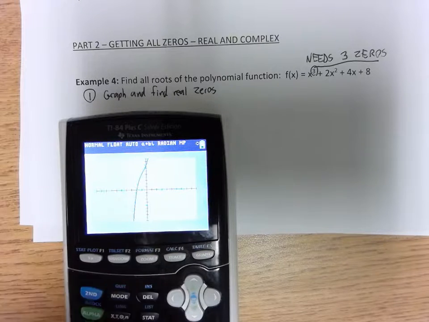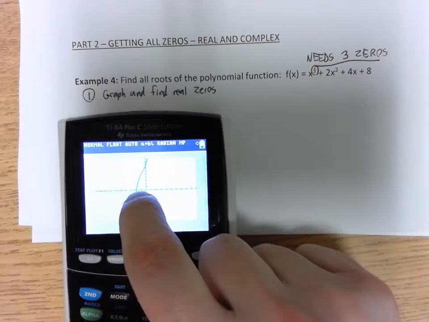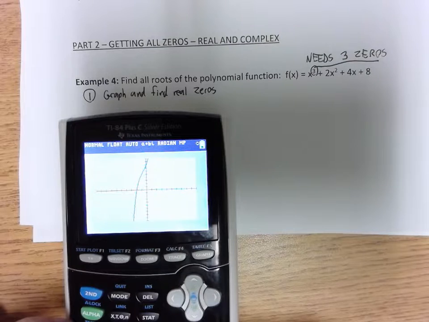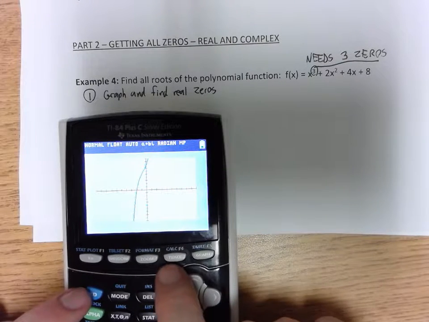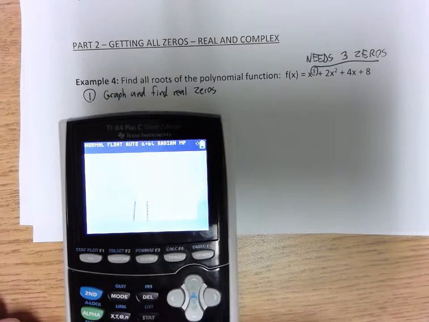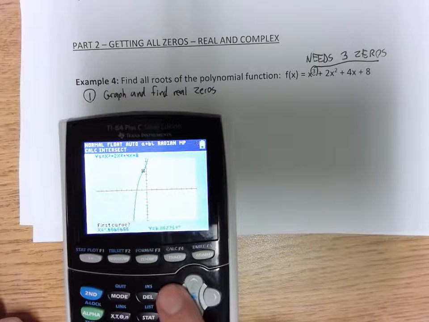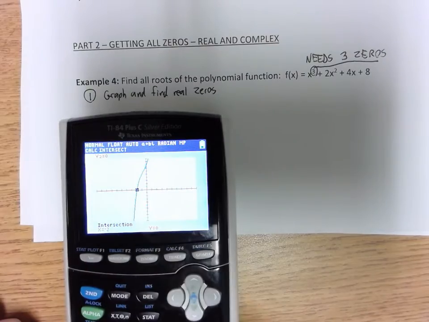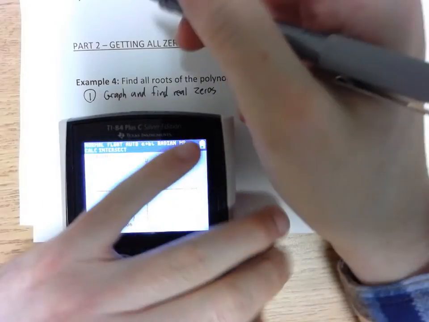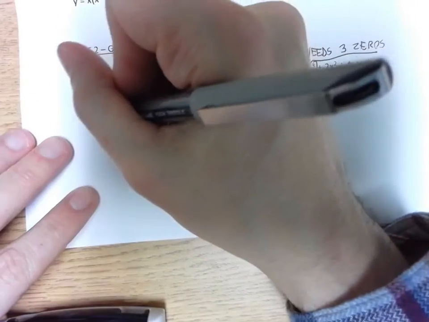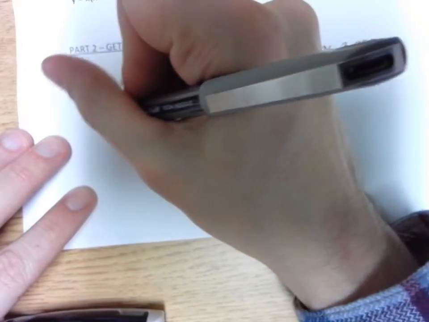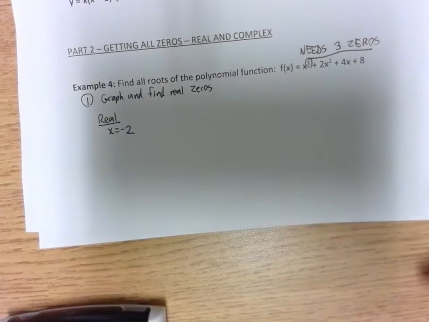All right, and what I look at there is it looks like it crosses at -2. We're going to verify that by using the intersection. So second trace 5. Enter, enter, enter. And that zeroes at -2. So we have a real zero, -2. But how do I get the other 2?